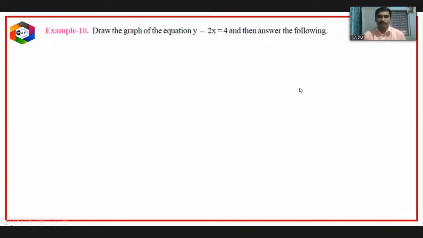Draw the graph of the equation y minus 2x equals 4 and then answer the following. Children, as I said already, take minimum 2 points, x0, y0, otherwise you can take any x values and find simple 3 points, not complicated. Complicated means fractions. Try to avoid fractions in x and y values if possible.